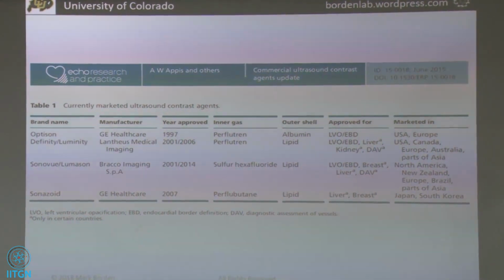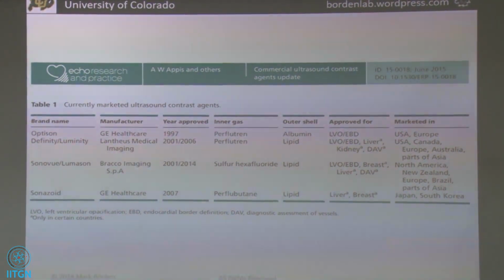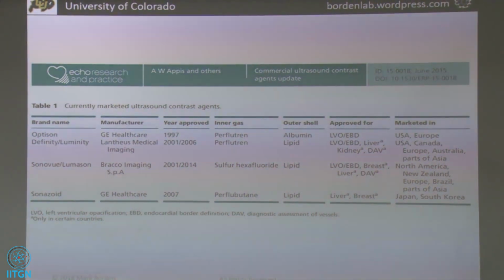Perflutren, that's perfluoropropane, so C3F8, perfluoropropane, in the gas core, and the outer shell is an albumin shell. So the albumin shell is what you guys produced in the laboratory during practical. That was bovine-derived serum albumin. They, of course, don't use bovine, they use human-derived serum.